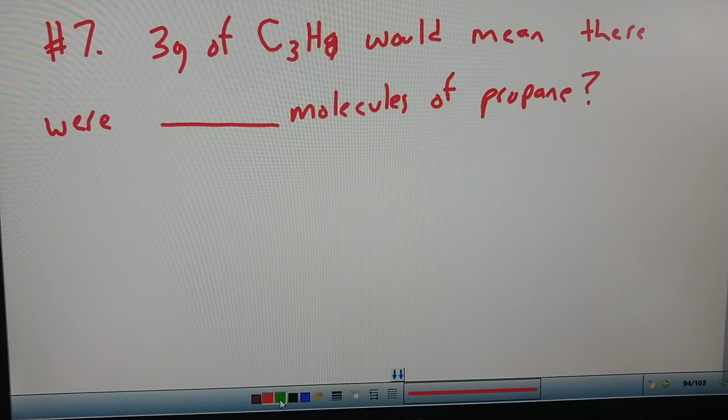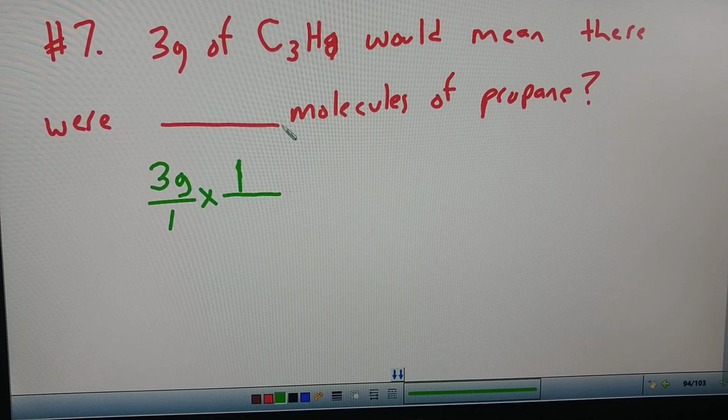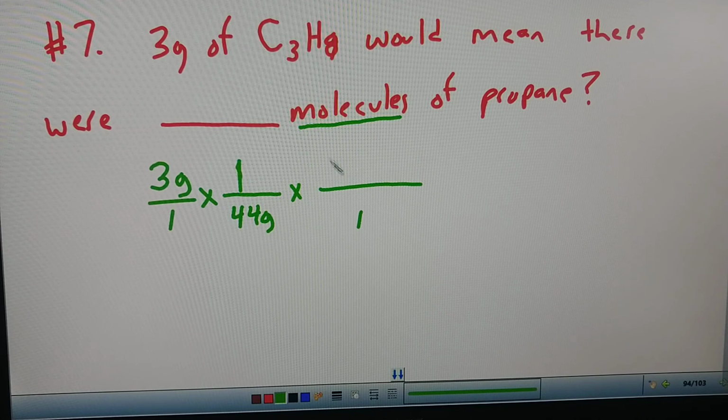It's done exactly the same way. Give me your answer. Here I go. 3 grams. Now the next thing we're going to do, times 1 over the proper number. I should sound like a broken record at this point. C3H8 is 44 grams. Times. Now we're looking for the number of molecules. What is the proper number for the number of molecules? You're right, 6.02 times 10 to the 23rd.